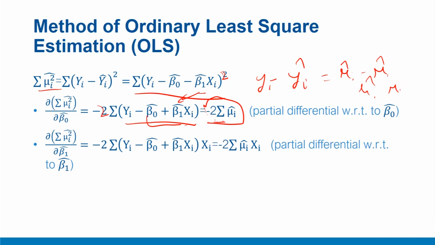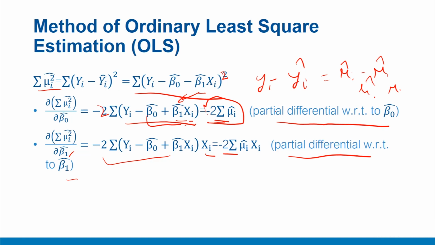So this is nothing but minus 2 times the summation of mu i, which is the partial differential with respect to beta naught hat. Similarly, we can take the partial differential with respect to beta 1 hat, which will be very similar, only that now, because beta 1 hat has a multiple of xi, we have an extra xi here. So we have minus 2 times the summation of mu i hat into xi. This is the partial differential with respect to beta 1 hat.